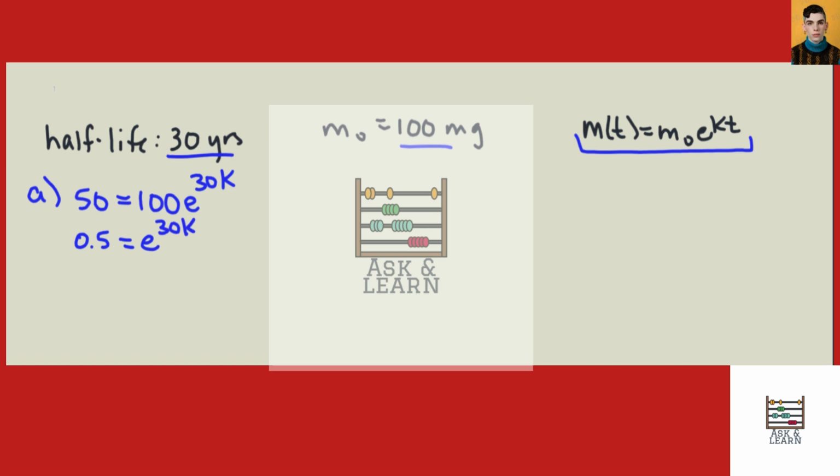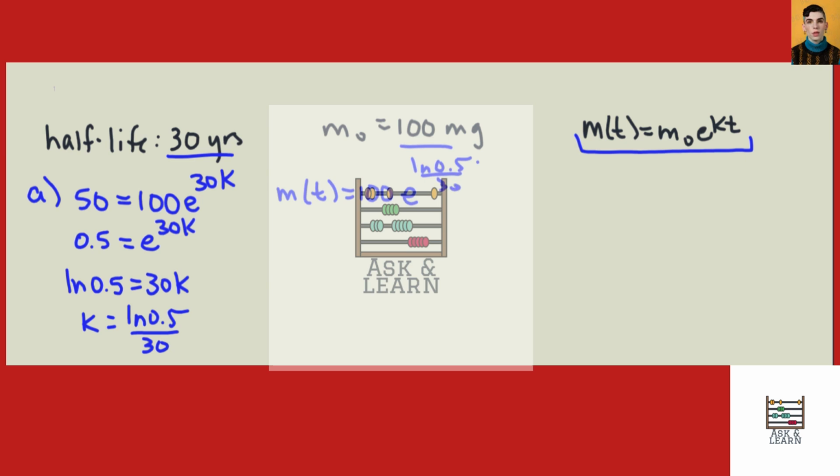And then we'll take the natural log of both sides. So natural log of 0.5 equals 30k. And then we'll divide both sides by 30. So k is the natural log of 0.5 over 30. So we put that into our model, and we get m of t equals 100 times e to the natural log of 0.5 over 30 times t.